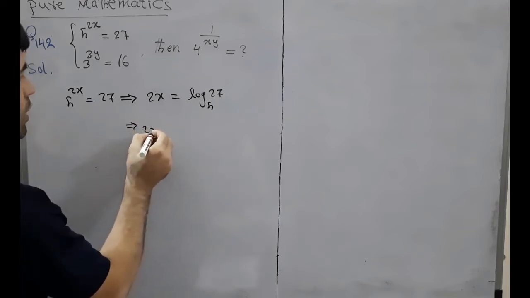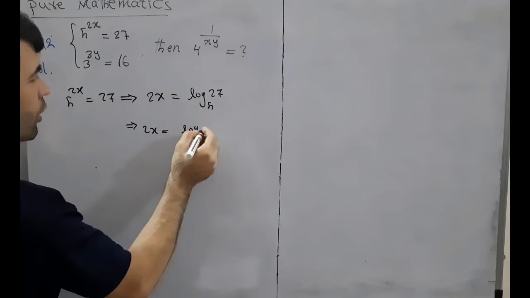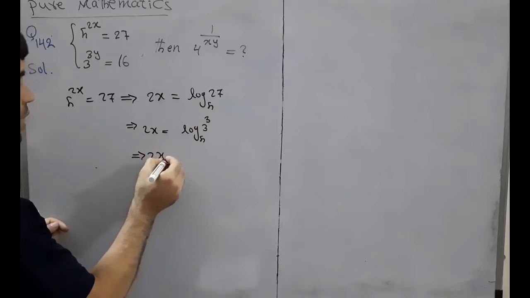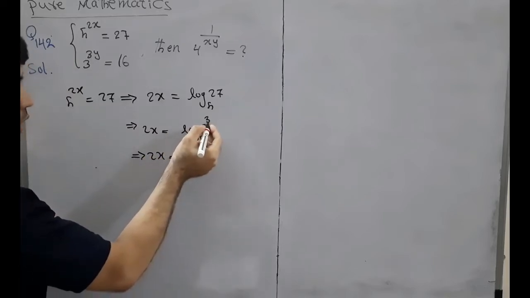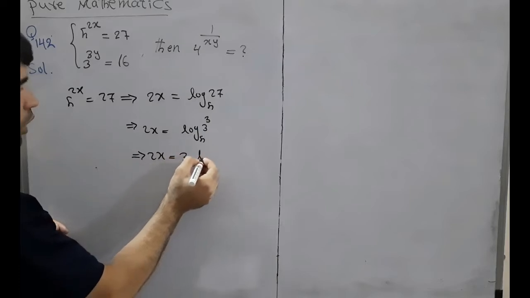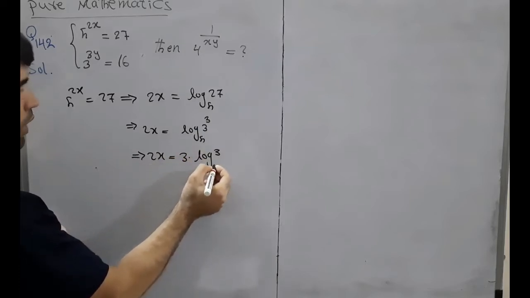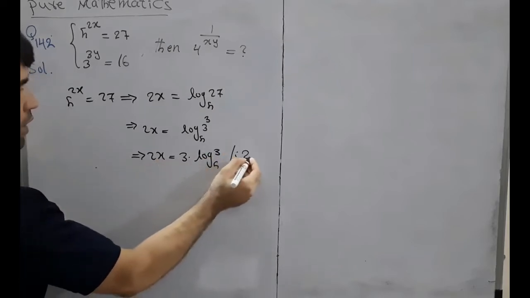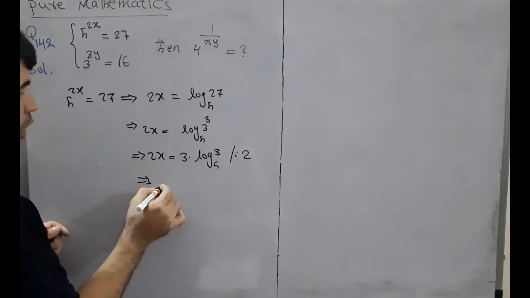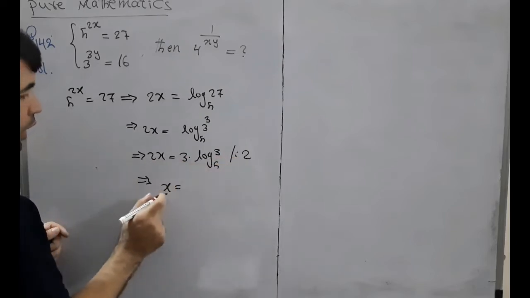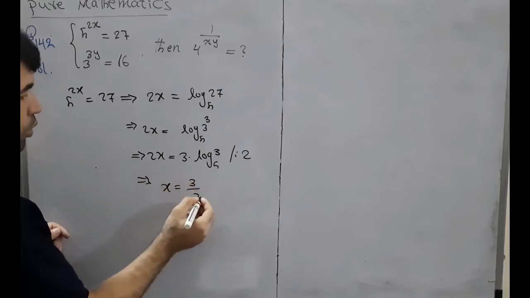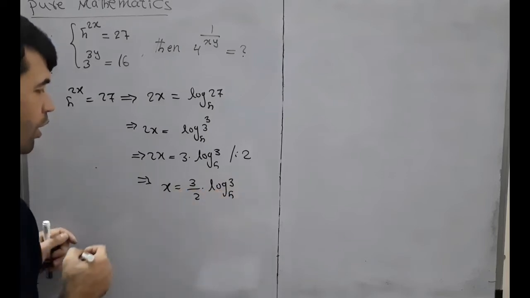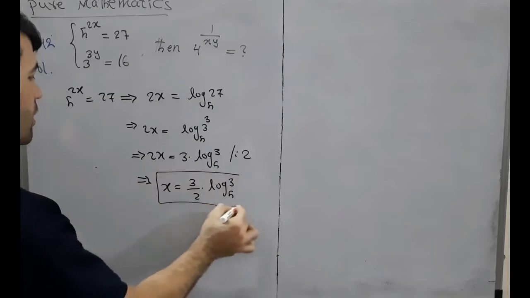This implies 2x is equal to log 3 to the power 3 with the base 5. According to one of the laws of logarithm, we can write 3 into log of 3 with the base 5. We divide both sides by the coefficient of x, which is 2. This implies x is equal to 3 divided by 2 into log of 3 with the base of 5. It is the value of x.